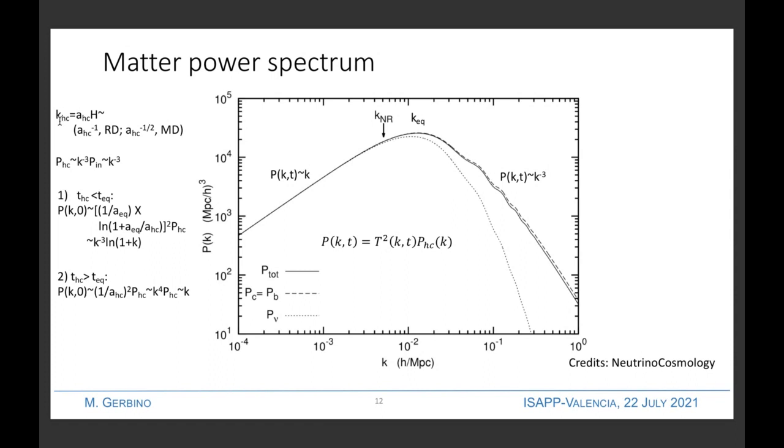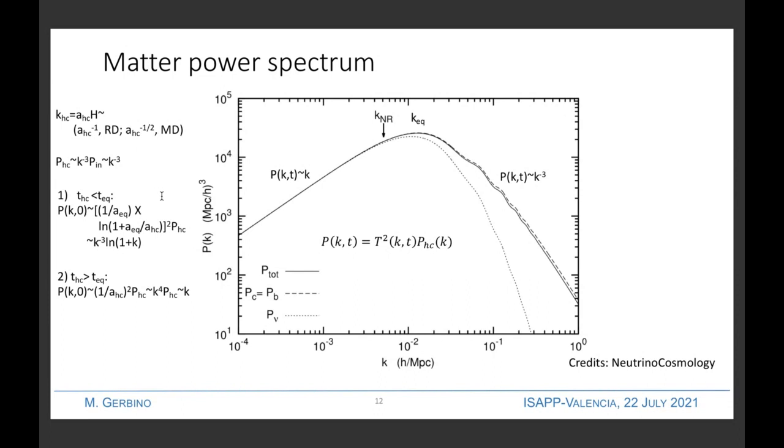The other ingredient that we need in order to understand this shape is the scaling of the wave number at horizon crossing as a function of the scale factor. And this can be found simply remembering that the wave number at horizon crossing is basically equivalent to the scale of the causal horizon. So we can write down this expression and simply express the Hubble parameter in terms of the scale factor. And so we have two different scalings depending on which epoch we are considering.